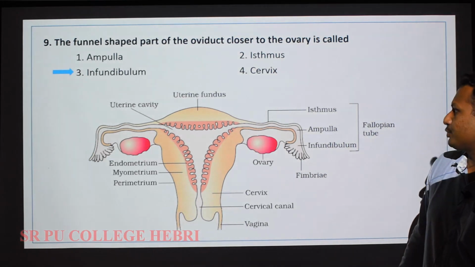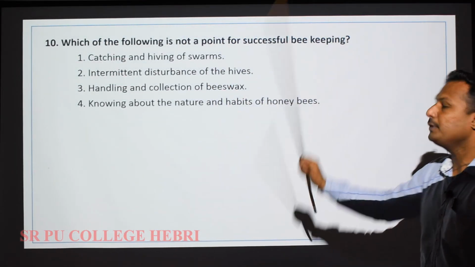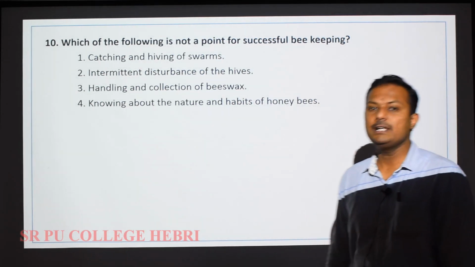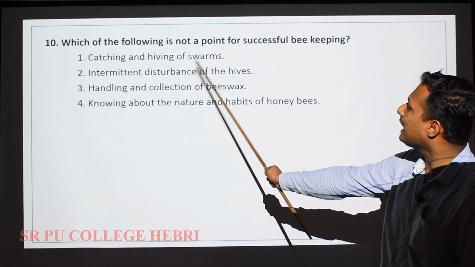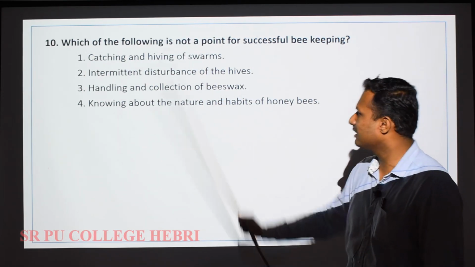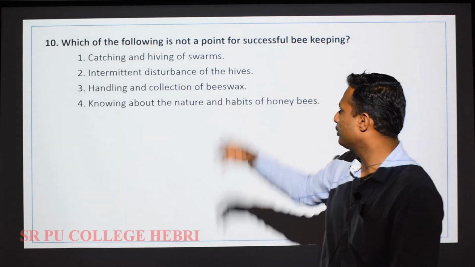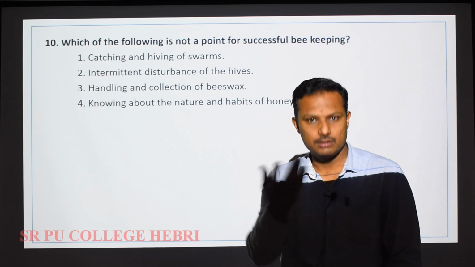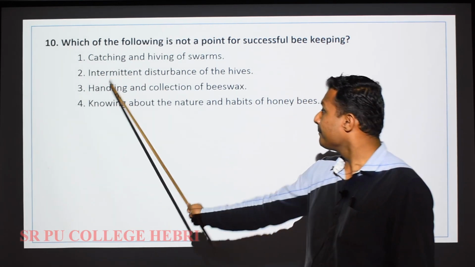Going to the next one, which of the following is not a point for successful beekeeping? So which one is not a successful beekeeping point? Let us go on reading the statements. Catching and hiving of swarms. Catching and hiving of swarms means catching the bees and putting them in a box, so we are going to have a beehive there. It is a man-made beehive, so we are going to rear them there. So this is the proper one.